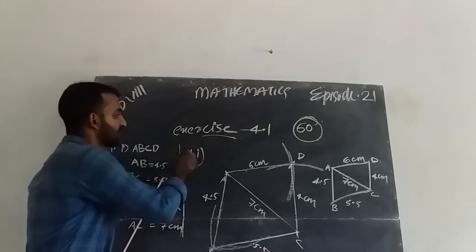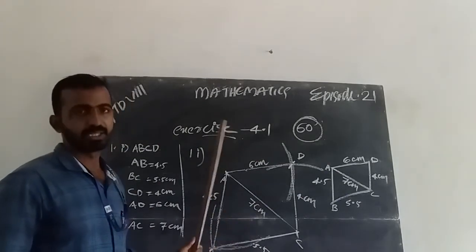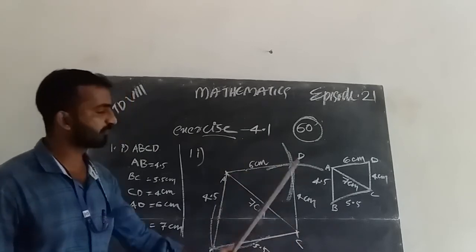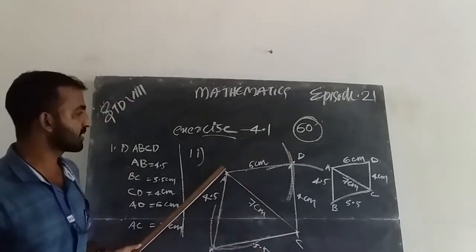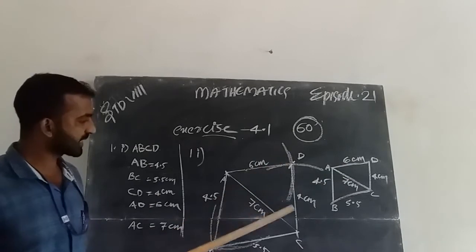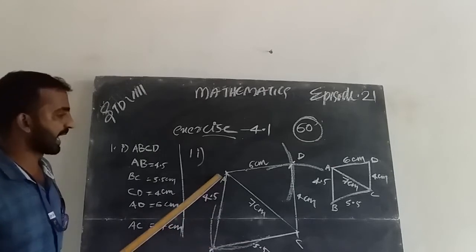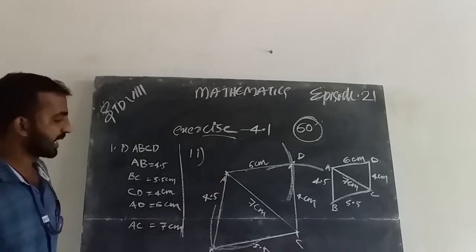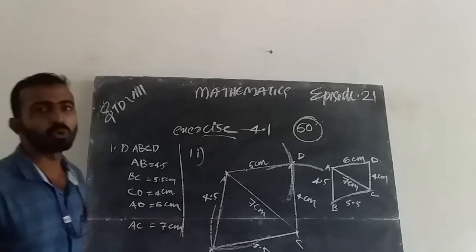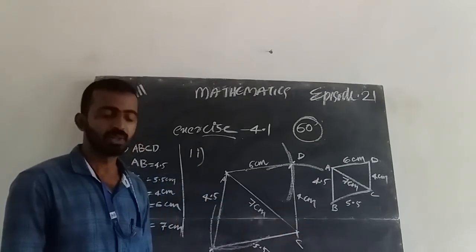This is the answer for exercise 4.1 first question, first part. That is, first we draw the diagonal and we make two arcs. One arc is 6 centimeter and another arc is 4 centimeter. Then we join the points to A and C. Then we get the upper part. And next we take 4.5 centimeter arc from A and 5.5 centimeter arc from C. Then we join the points to A and C. Then we get the whole quadrilateral. Is it clear? Can you follow me? Okay, good.